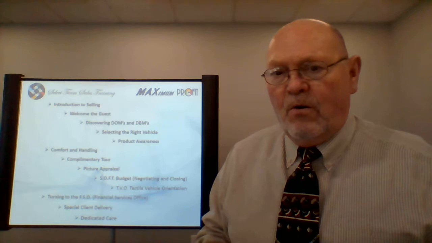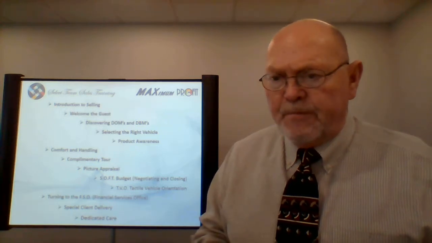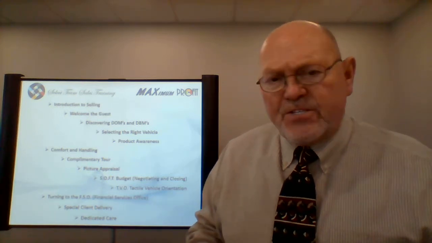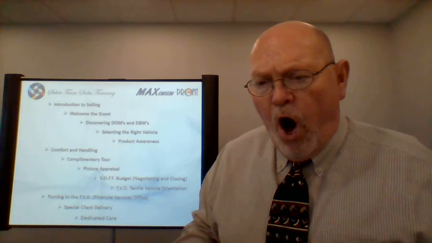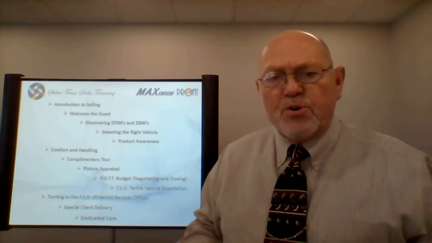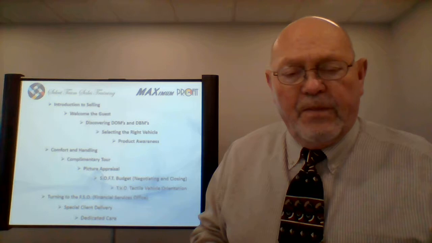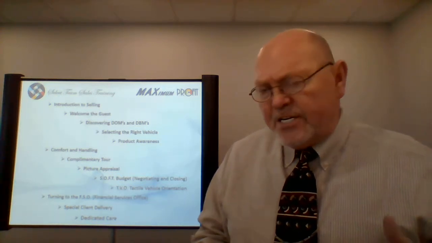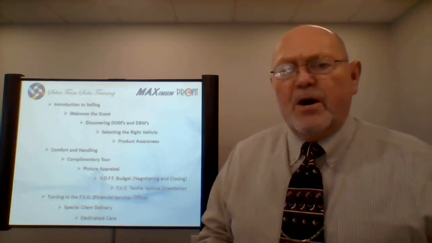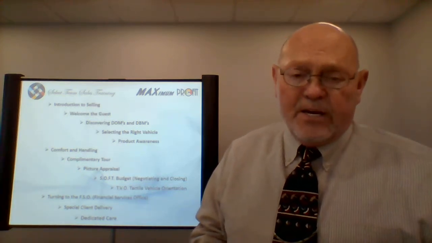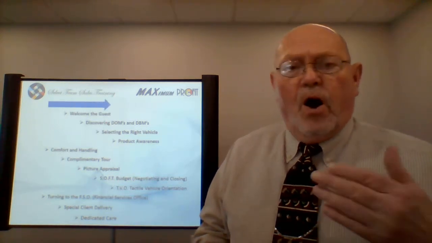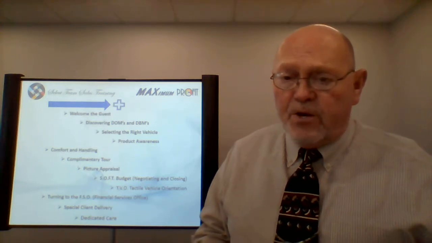From there, we go to the TVO, tactile vehicle orientation. From there, we turn our customer to the FSO, the Financial Services Office. After that, we have a special client delivery, and then finally, dedicated care. All total, 16 different pieces of the puzzle have to be put together. As I said, we've already put together part 1, so this is part 2. Because part 1 went so well, we think part 2 is going to be even better. Let's take a look at it.